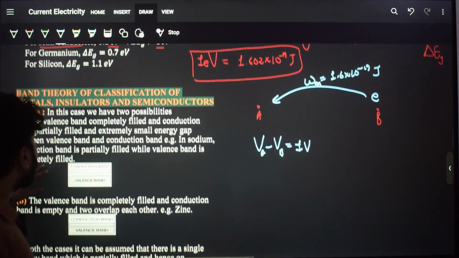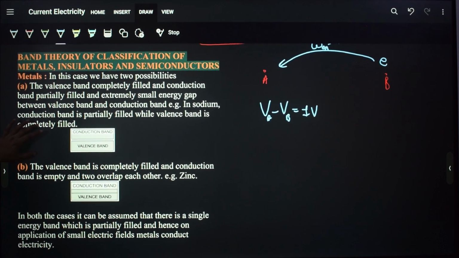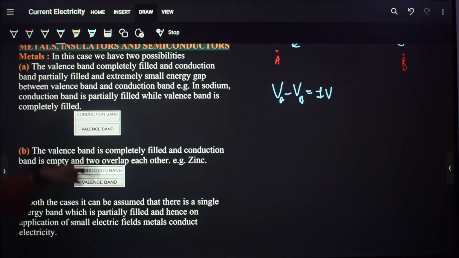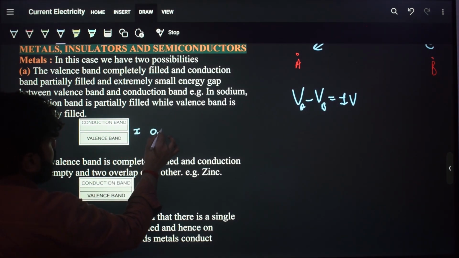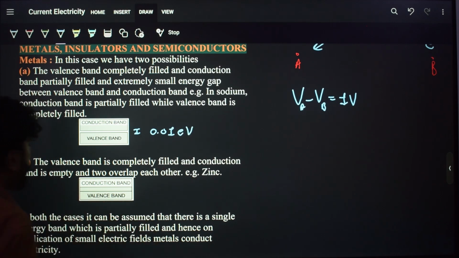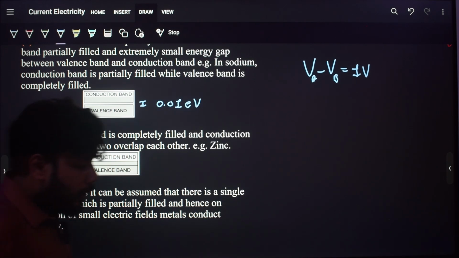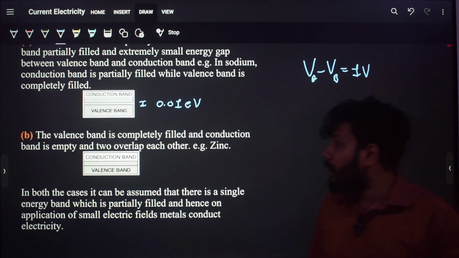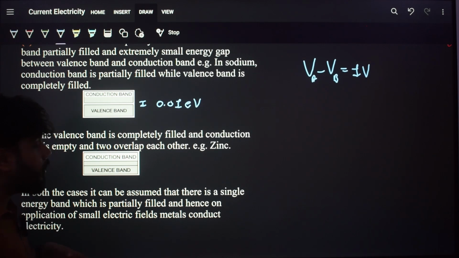Got it? And here are a few examples of the energy gap between conduction and valence band. These are not the most important examples, but we can use them for reference. You can see for sodium, the gap is very small, around 0.01 electron volt. But for zinc, you can see they are actually overlapping, right? That's why metals are very good conductors, because the gap between conduction and valence band is so small, or sometimes they actually overlap. So electrons can easily jump from valence to conduction band. That's why they are good conductors.